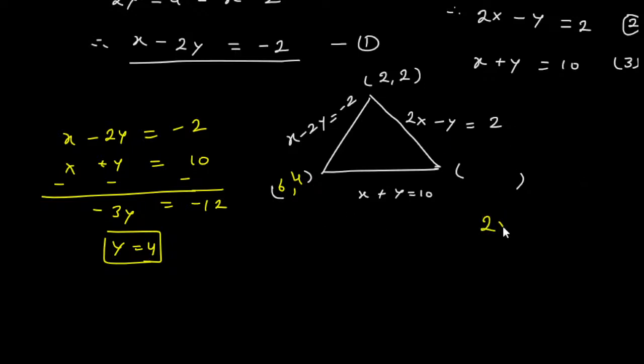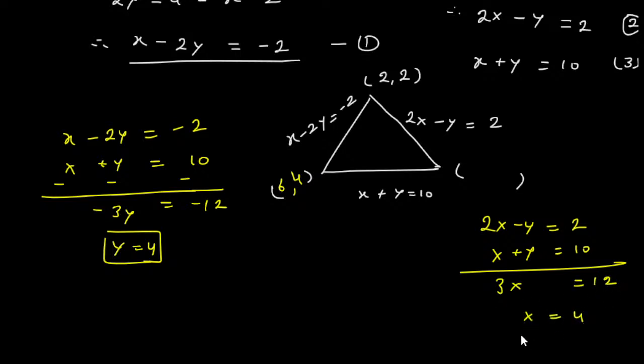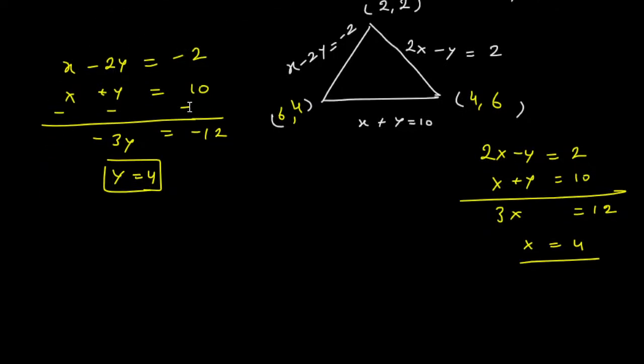Similarly here I have the equation 2x minus y is 2 and x plus y is 10. Here if I see, I have 3x equal to 12, x is equal to 4. So now here x is 4, the y is going to be 6. Okay, so now these are the three vertices of the triangle. Now I have to find the area. Now to find the area, if the vertices are given, then the area is given by the formula. We have a formula for area which is half times, it is 1 by 2 times.